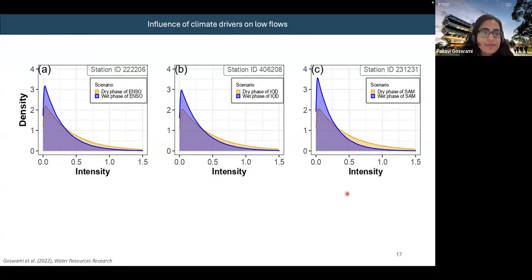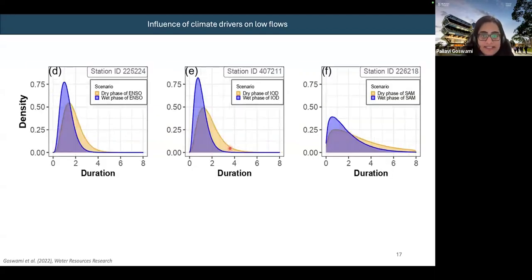So for example, over here I've got different phases. So I've got a dry phase, wet phase of ENSO, and I've seen how the probability distribution is changing. So obviously, because I'm modeling drought flows, you would expect the dry phase of ENSO or the dry phase of the IOD and the dry phase of SAM to be responsible for higher intensities. So you can see like the brown curve is slightly shifted towards the right, which means higher intensity associated with those phases. So that's for intensity.